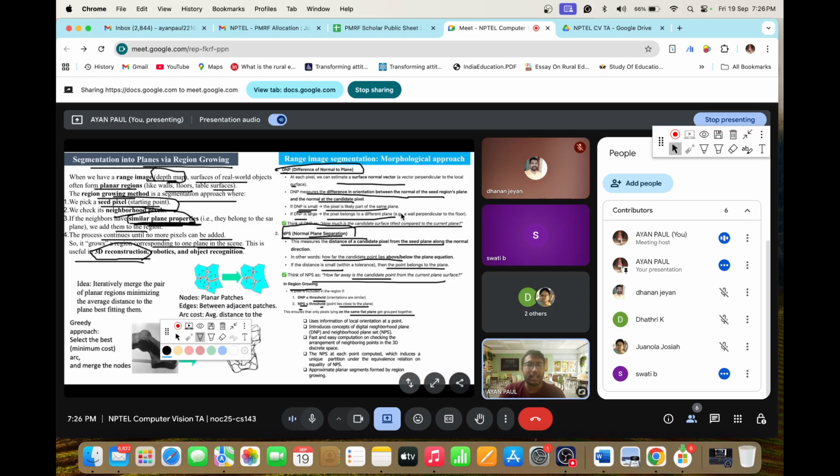Two terminologies are there to say whether the candidate point has the same properties or not. One is DNP and the second is NPS. If both are lesser than the threshold, then it has the same planar property. Otherwise, not the same planar property. So that is how we do it.